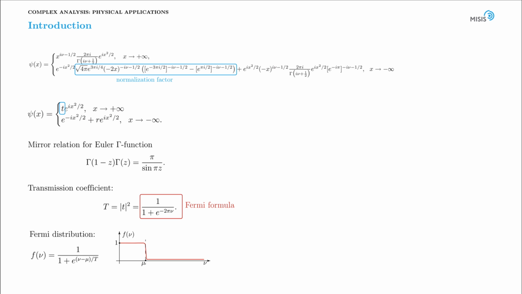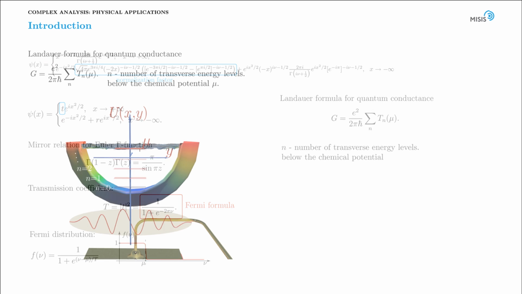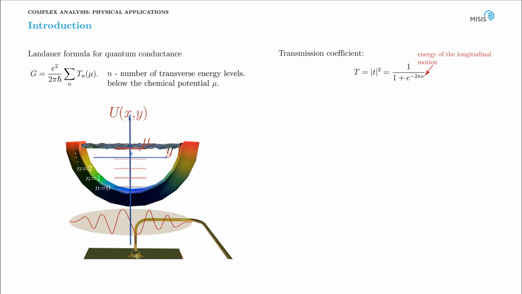Finally, we are ready to get the exact shape of the staircase dependence of the conductance. We use the celebrated Landauer formula for quantum conductance. Here it is, where n is the number of transverse energy levels below the chemical potential of the electron liquid. Let us recall that the new coefficient is the energy of the longitudinal motion up to a scaling factor. The energy in transverse motion is quantized, so the new factor is simply the difference of the total energy, which is the chemical potential of the electron liquid, and the energy in the transverse direction.